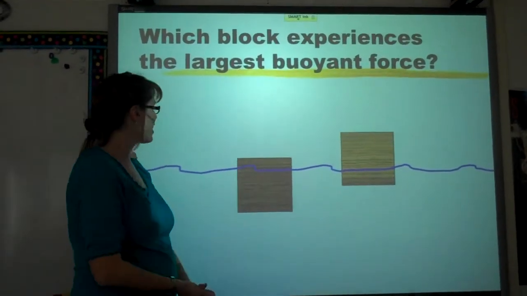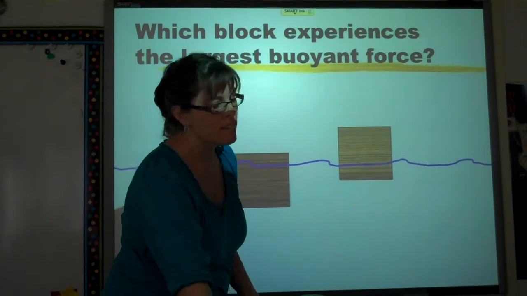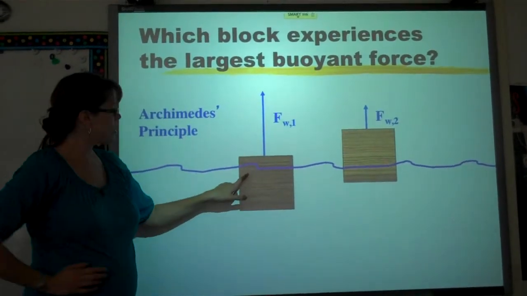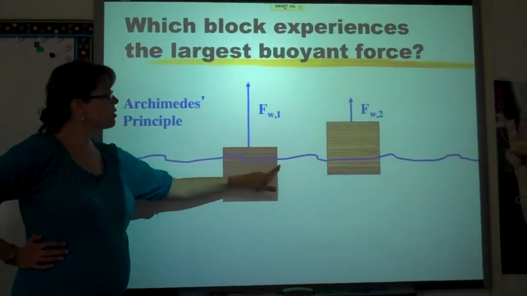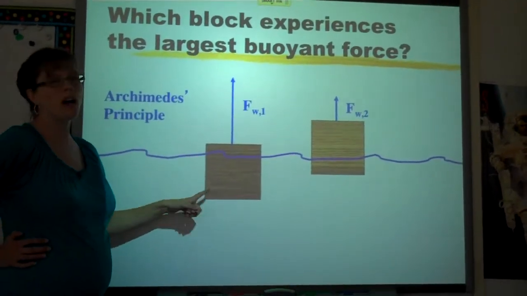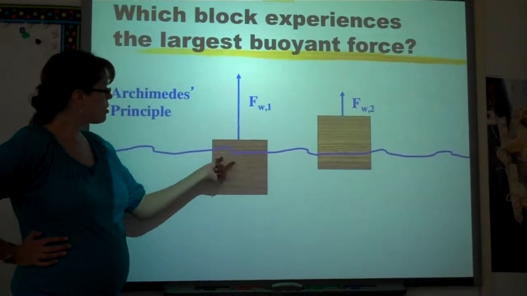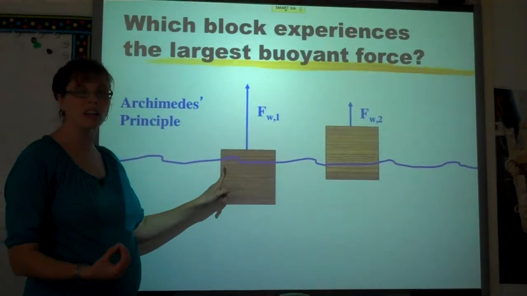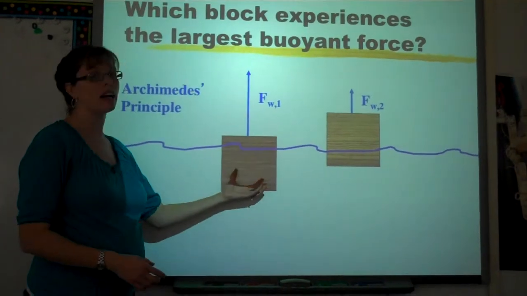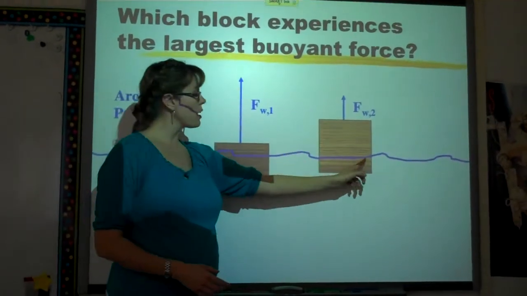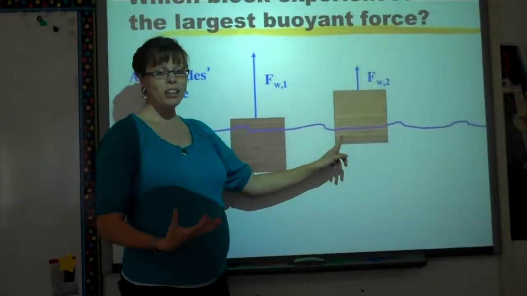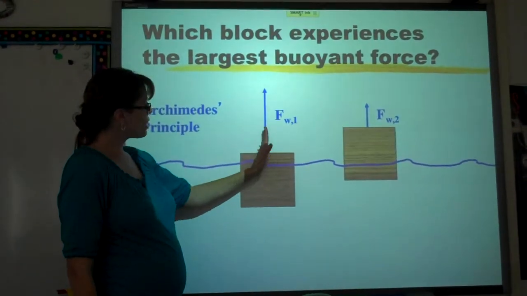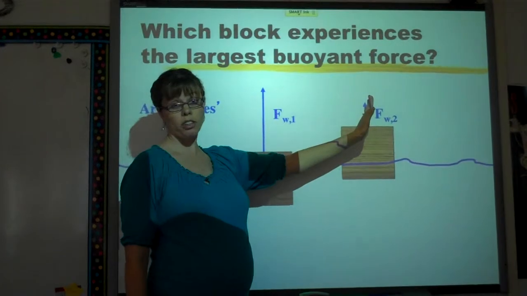Welcome back! Okay, so let's see. Now, Archimedes' principle states that the buoyant force is equal to the amount of water displaced. So since this block is displacing more water, or another way to think of it is more of the block is underwater than this block, which is displacing less water, then the buoyant force for this block is bigger than the buoyant force for this block.